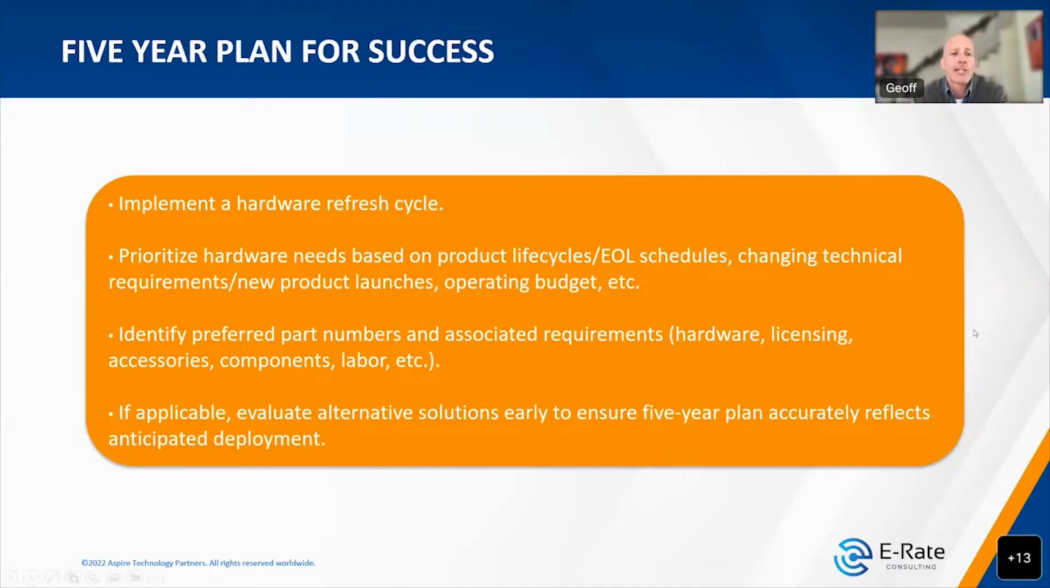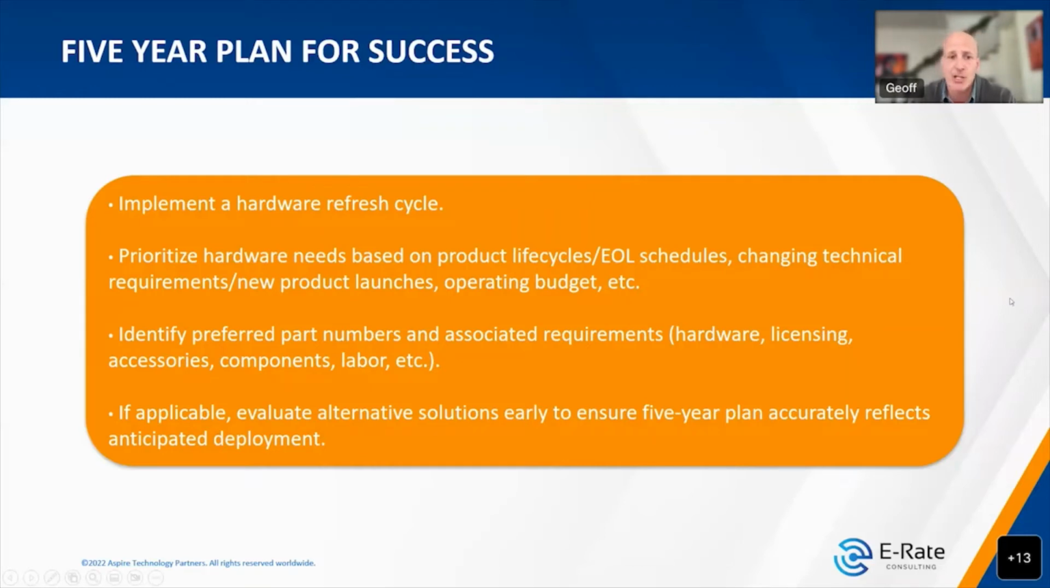You can prioritize your hardware needs, obviously, based on product life cycles and EOL schedules. And then, as we know, technical requirements and new product launches introduce us to new things on a monthly basis. And so a new product may come out and you think to yourself, oh, well, we're 18 months away from needing this type of product, but I'm going to make a note and put this into my hardware refresh cycle so that in 18 months, when it's time for me to start examining new products, I'll know that I need to go back to this one and maybe do a product demo or something like that. And then obviously, as we all know too, operating budgets change from year to year.